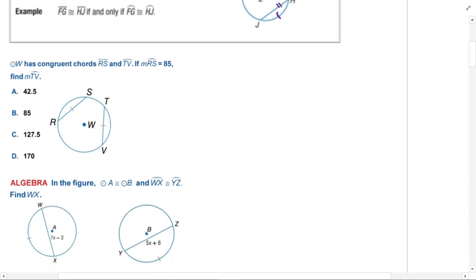So looking at the first problem, we're told that the chords RS and TV are congruent. We're told that the measure of the arc RS is 85 degrees. That means that since the chords are congruent, the arcs are congruent. So arc TV is also 85 degrees.